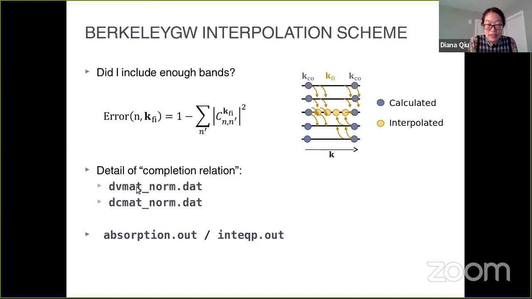These are printed into two output files, dvmatnorm.dat and dcmatnorm.dat, where dvmatnorm.dat tells you how good the interpolation is for the valence bands, and dcmatnorm.dat tells you how good the interpolation is for the conduction bands. Another place these values are reported is in absorption.out and in eqp.out. In these two output files, it'll give you a warning if any of the errors is greater than 5%.